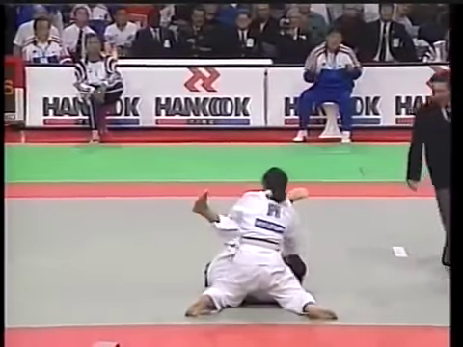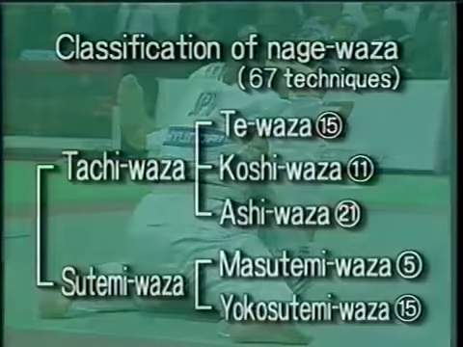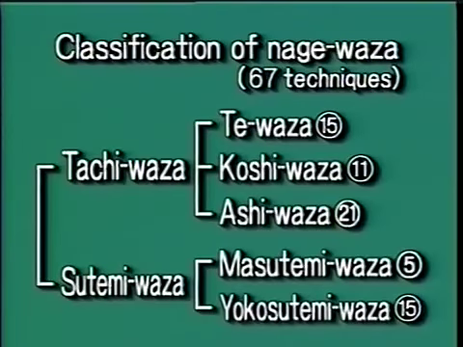Nagewaza or throwing techniques can be divided into Tachiwaza, standing techniques, and Sutemiwaza, sacrificing techniques. There are 67 techniques in all, and they're classified as shown here. Let's look at the basics of each technique and how it's applied, focusing on the differences between techniques that may appear similar, with examples from actual competitions.